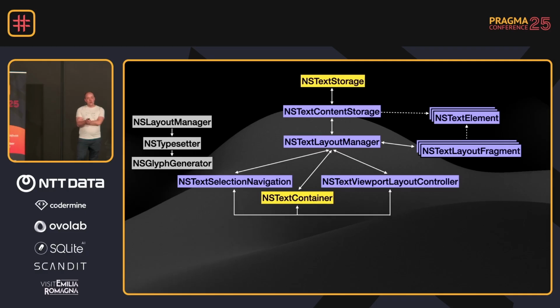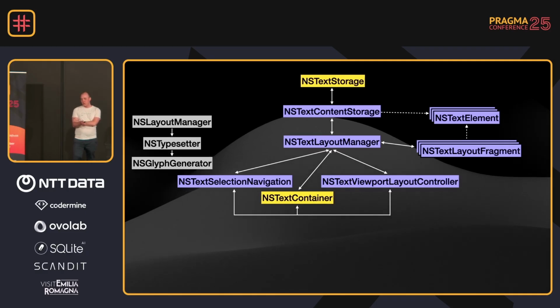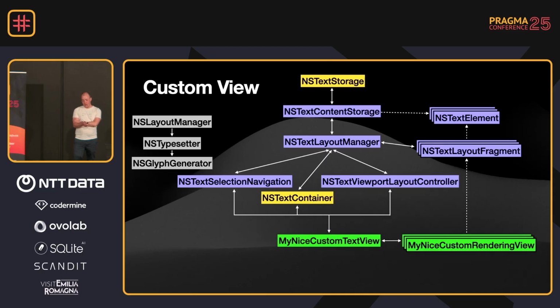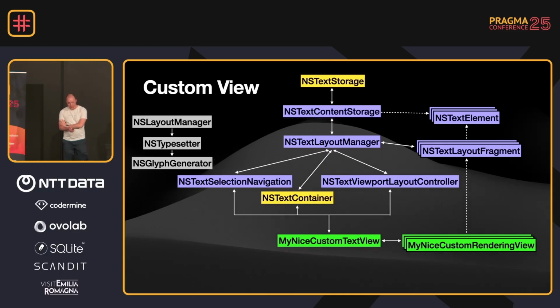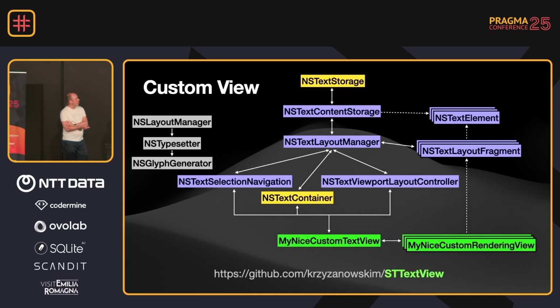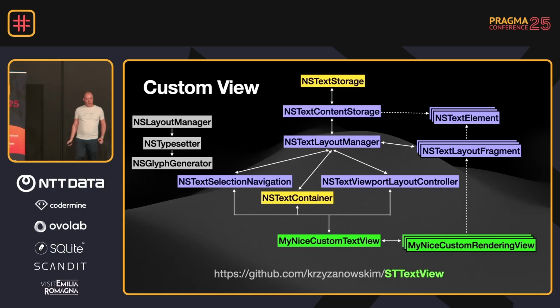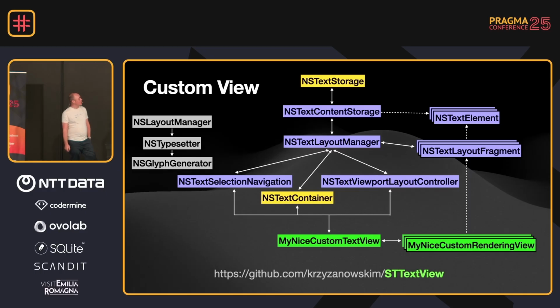And if you're really, really fancy, you can build your own views. You can do your own custom text view and have a lot of custom rendering views. I don't recommend doing that at home, but if you're really curious, there is one. I know one. Marcin has done this STTextView for his Swift Studio code editor. He's written a custom text view implementation. It's open source on GitHub. That's the URL.